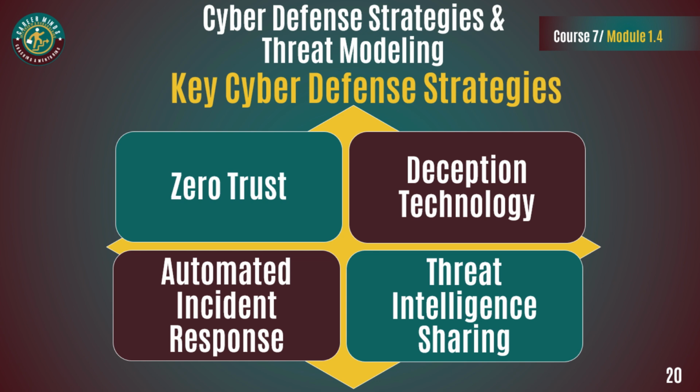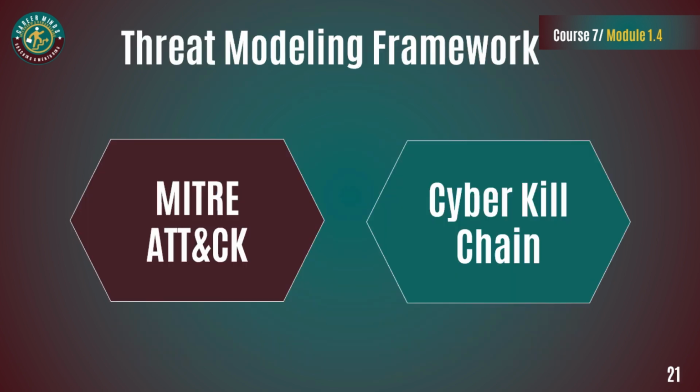So to map out these strategies, we actually rely on frameworks. Some of the frameworks we rely on are, number 1, MITRE ATT&CK, which helps to track attacker behaviors and techniques. And the second one is the cyber kill chain, which shows the stages of an attack from reconnaissance to action. These models help organizations understand, detect, and stop threats at different stages.